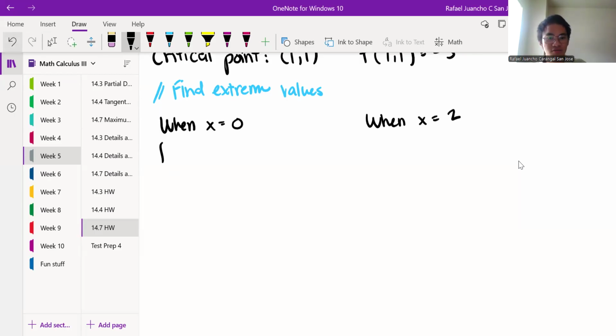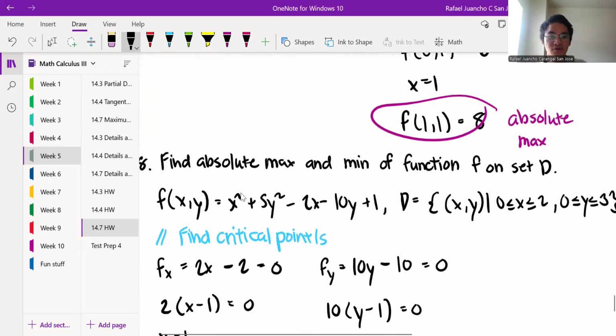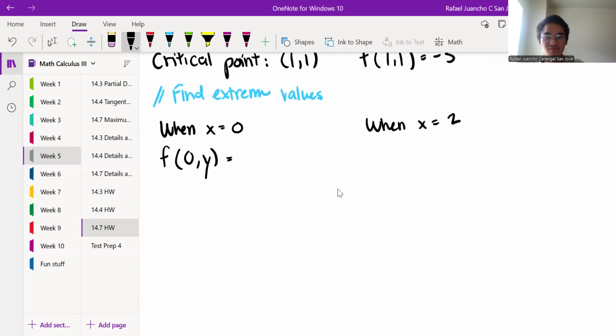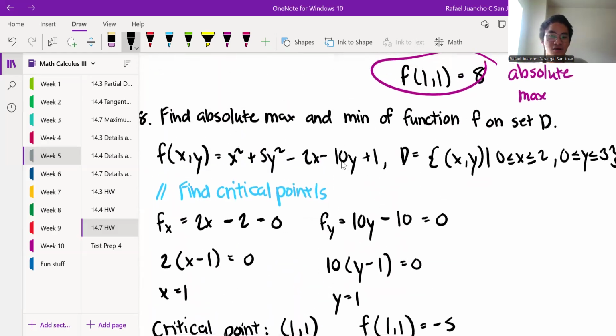So let me go ahead and do this. When my x is 0, that's fixed, and I have my y here. What's the output of that? Well, let's solve it. We have 5y squared minus 10y plus 1. Done, right? I just made all of the x's 0, so they're gone. I'm left with these 3 terms on the right-hand side.